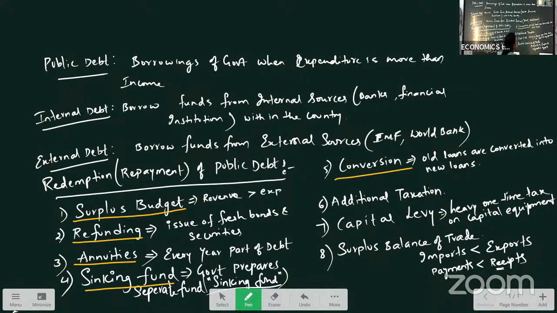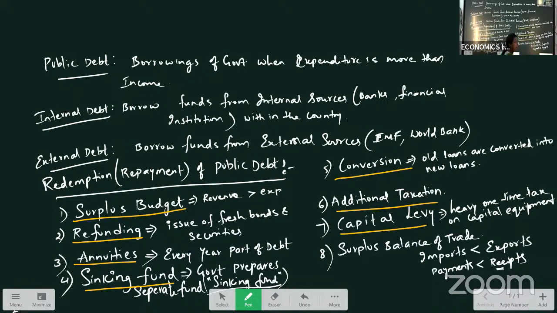Conversion means old loans are converted into new loans. When the government cannot repay the old one, they will take a new loan, and they will use that new loan to repay the old loan. Okay, then the next one, additional taxation. Extra additional taxes are collected by the government, and that income is used to repay the debt.